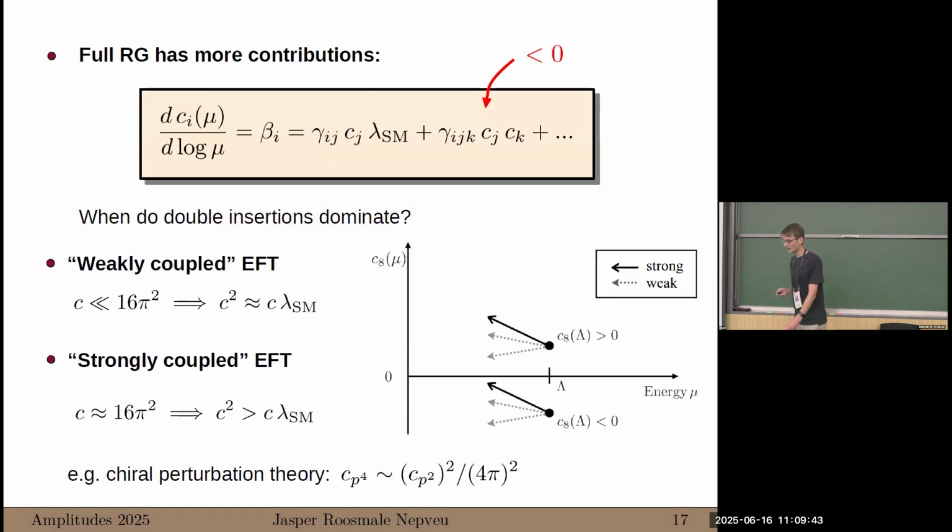And for this, you need to impose some sort of perturbativity argument about the size of the EFT parameters. In what we call weakly coupled effective field theory, all the parameters are small, as in the standard model.